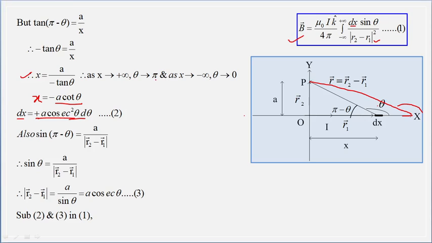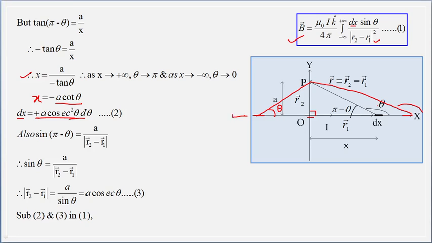Pi means 180 degrees. Now if you take this element on this side, this is that angle theta. So if you take the element at the origin, then theta will be equal to 90 degrees. If you take it away on the negative side, theta will become less than 90 degrees. It will become less and less.